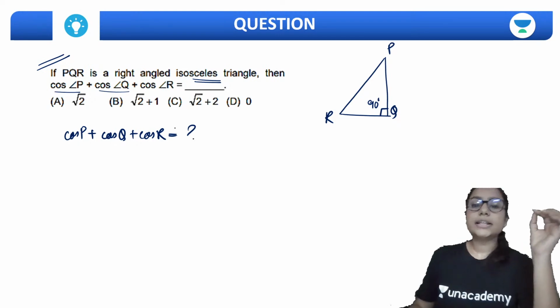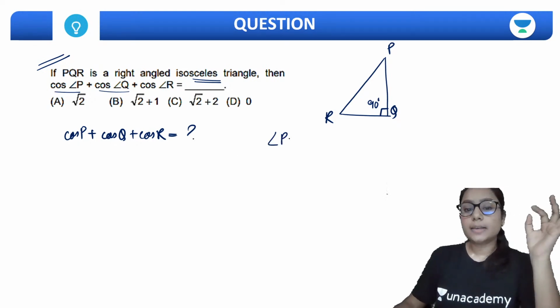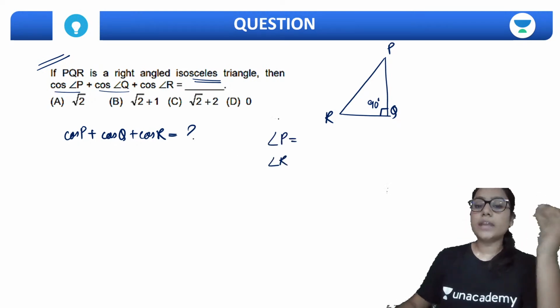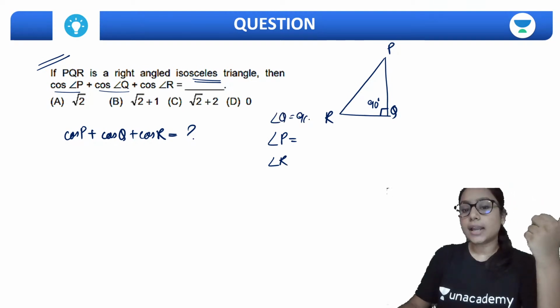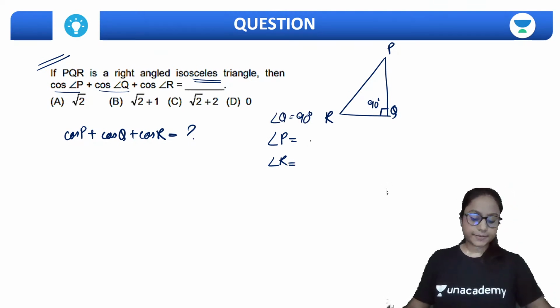Acha. Just tell me what will be the measure of angle P and angle R. Angle Q we have taken 90°. What will be the measurement of angle P and angle R? Find it.